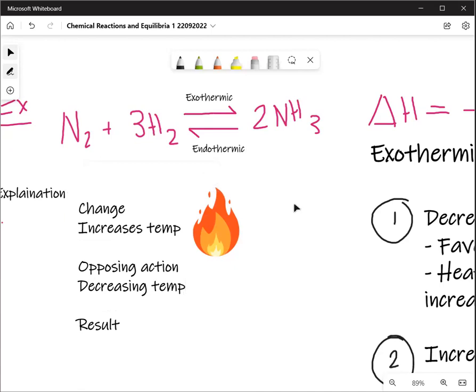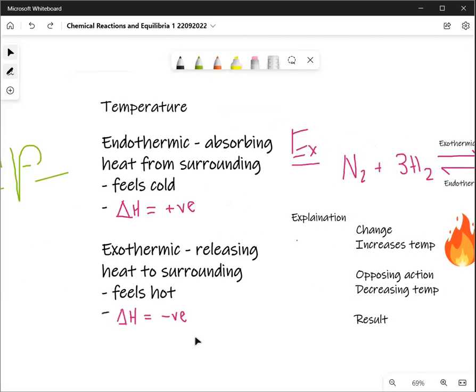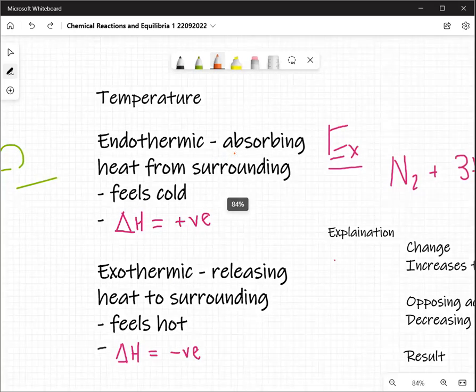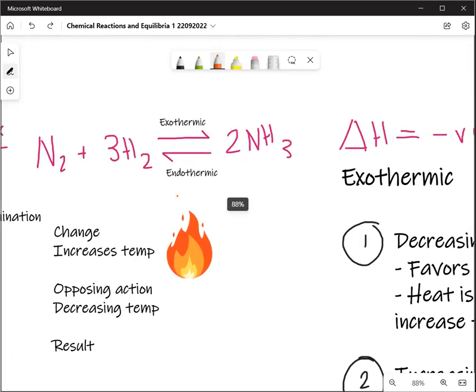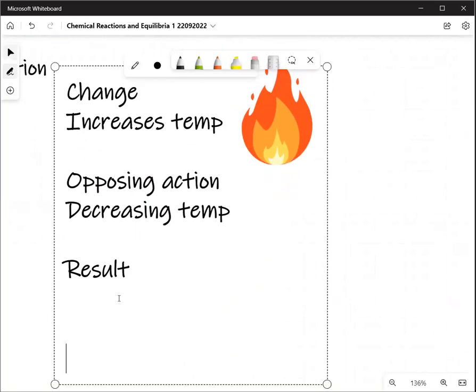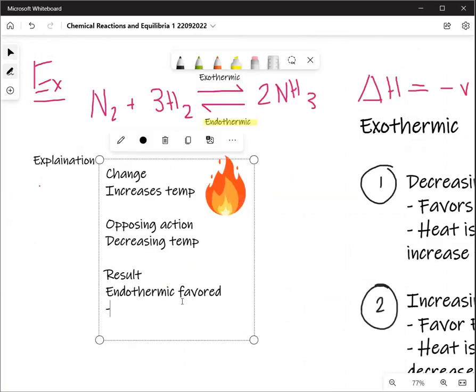Now, how can you decrease temperature? Which of these feels cold? Does exothermic decrease temperature? Does endothermic decrease temperature? To decrease temperature, it is endothermic. Why? Because it absorbs heat from the surroundings. So that is what this will favor. Now, what will be favored? Endothermic. So increasing temperature, you have to decrease temperature. So endothermic is favored. Make sense? Absorbs heat to decrease.